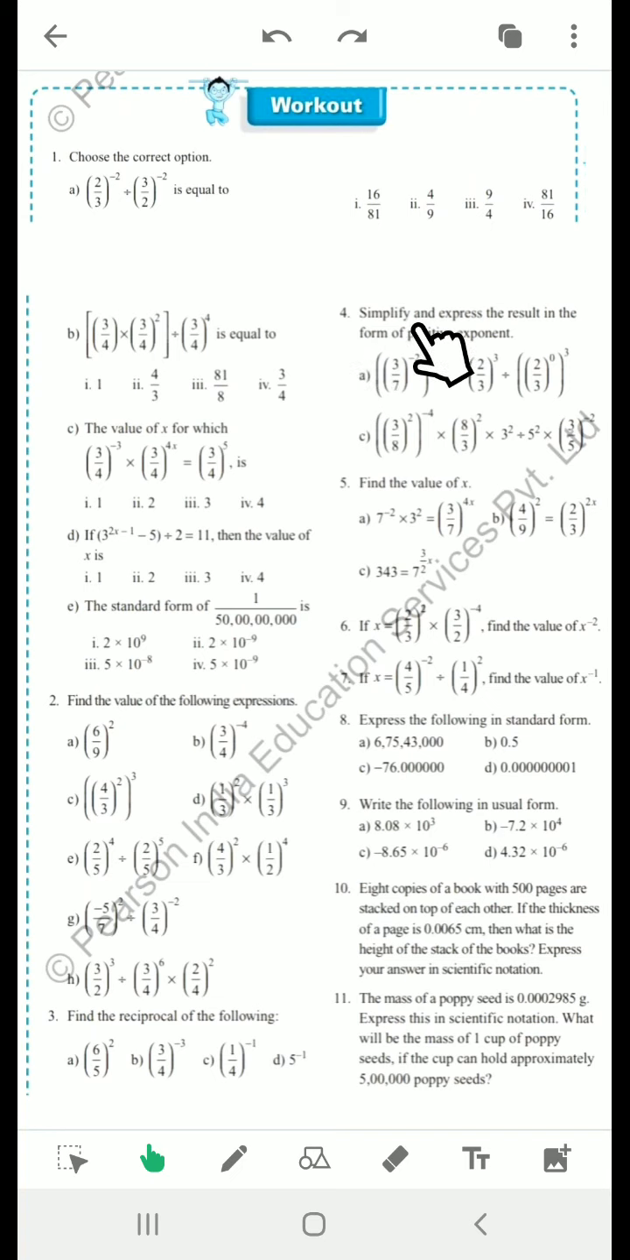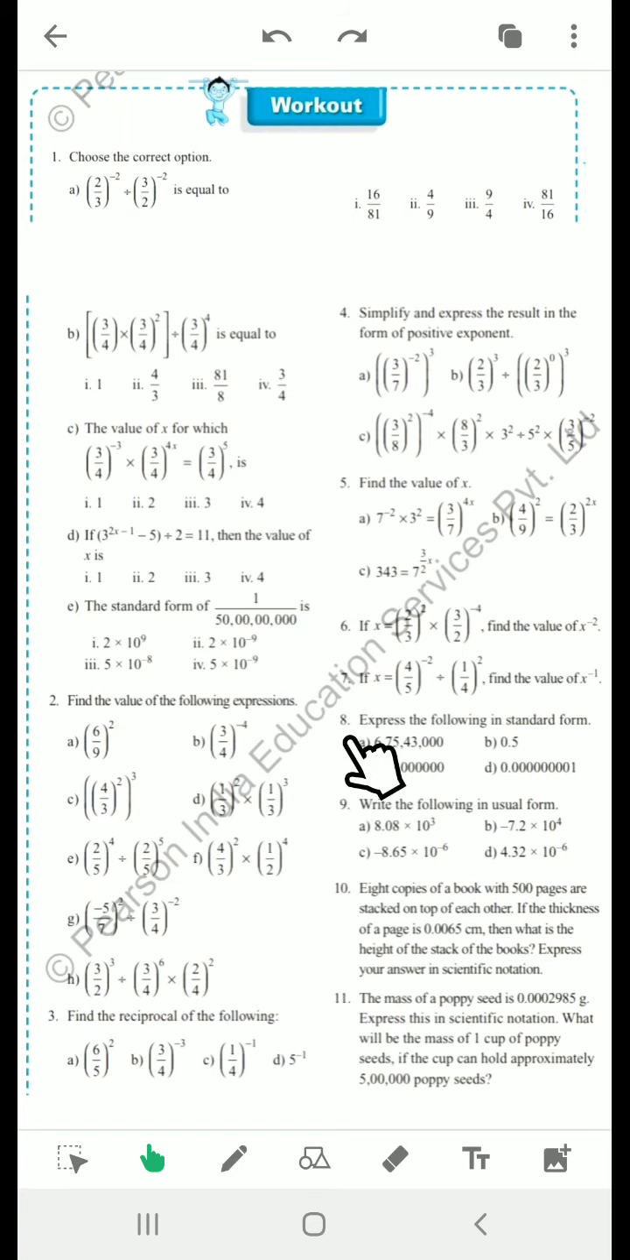Simplify and express the result in the form of positive exponents. That kind of question was also there in exercise 2.1, so try to solve. And fifth, find the value of x. That kind of question we have also done. Sixth and seventh I explain on the next slide, you can see.